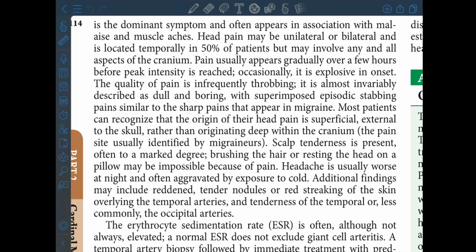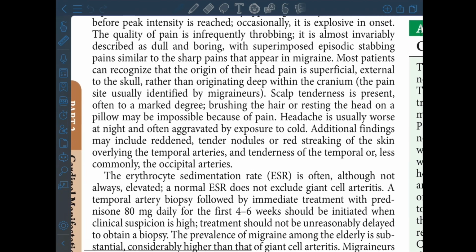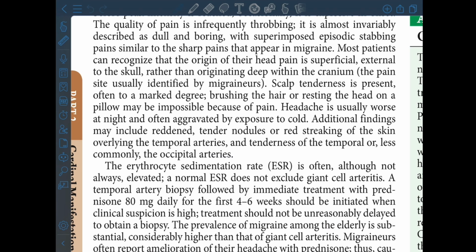Pain usually appears gradually over a few hours before peak intensity is reached. Occasionally, it is explosive in onset. The quality of pain is infrequently throbbing. It is almost invariably described as dull and boring, with superimposed episodic stabbing pains similar to the sharp pains that appear in migraine. Most patients can recognize that the origin of their head pain is superficial, external to the skull, rather than originating deep within the cranium.